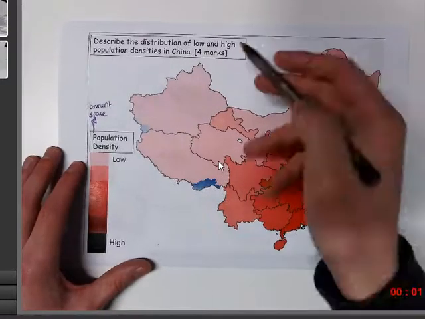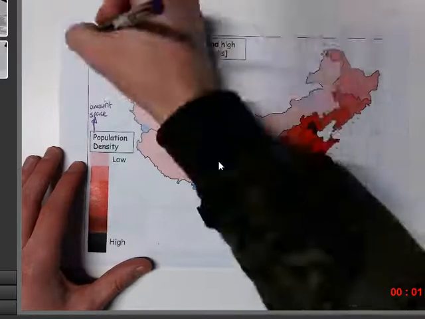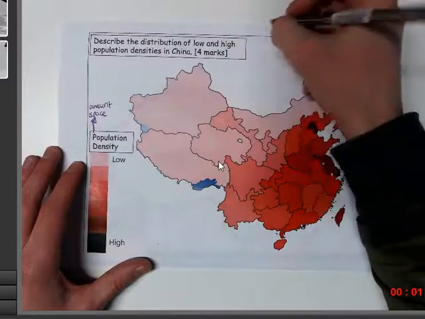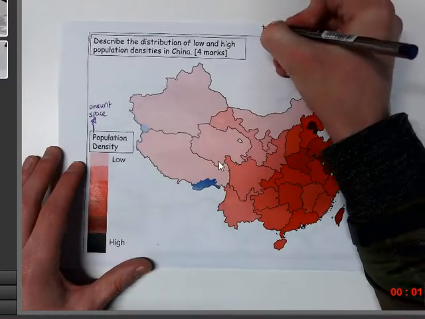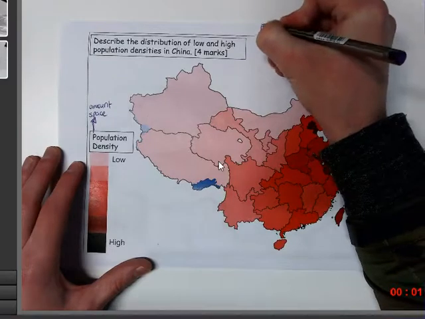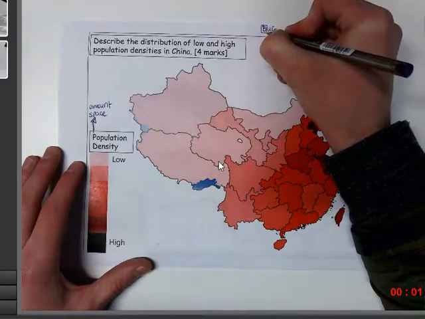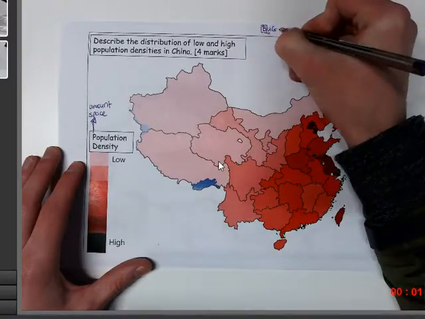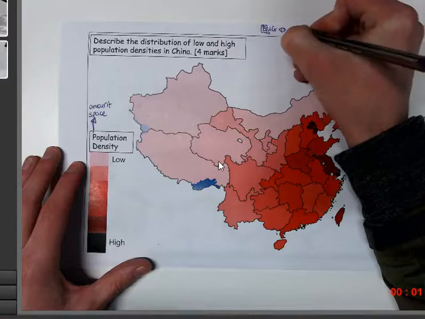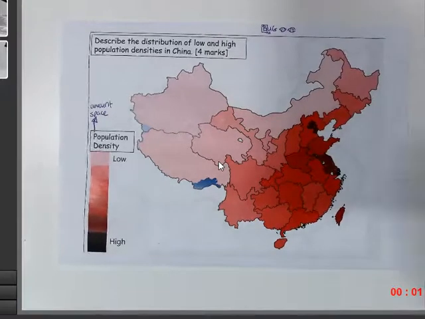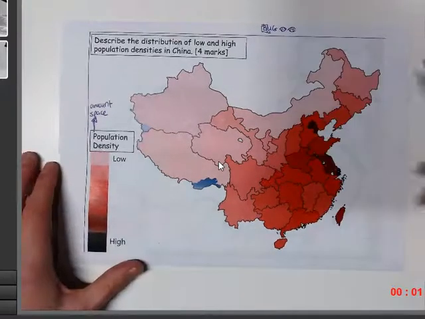So how do we answer the question, describe the distribution of low and high population densities in China? We start off with our BUG technique, where we box our command word, underline our keywords, and later on, when we go back to look at the answer that we've written, or while we're writing our answer, we check to see that we use the words in the question.